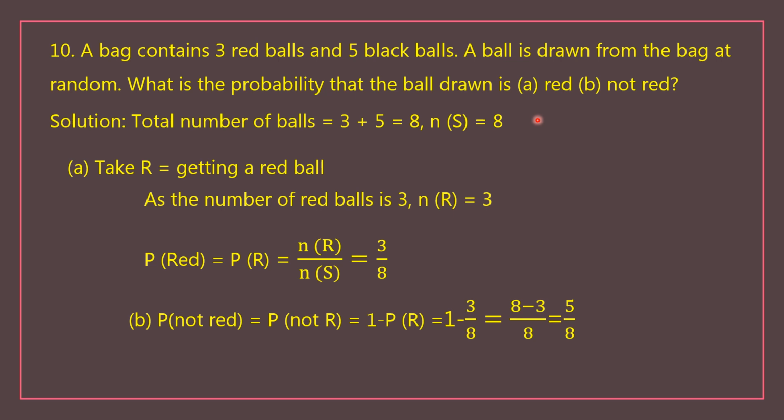We know P of not E is 1 minus P of E. Now here I need P of not red. Red we have taken as R, so P of not R, as P of not E is 1 minus P of E, is equal to 1 minus P of R, that is 1 minus 3 by 8. On simplification, I'll get 5 by 8. In this way, you can apply the concept of complementary events whenever there is a requirement of finding the probability of not E.